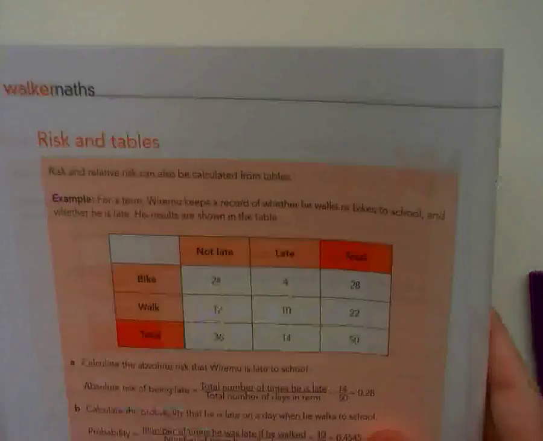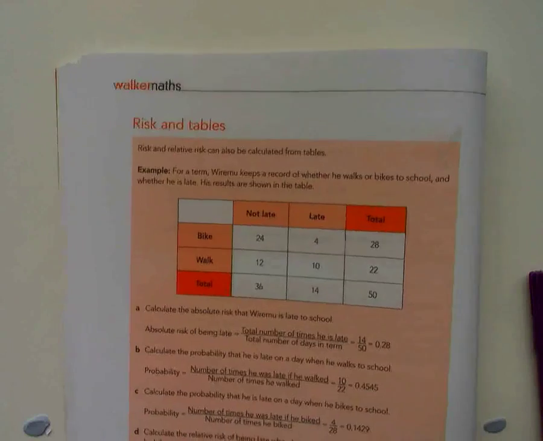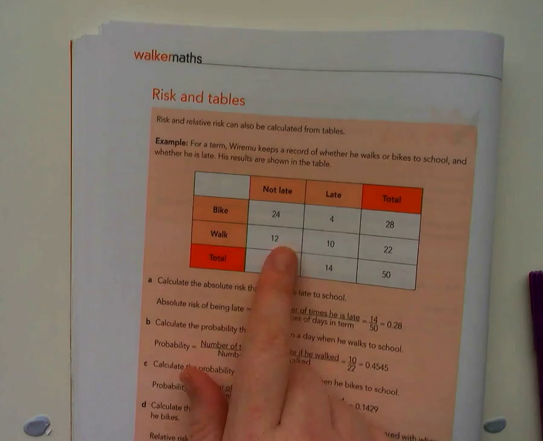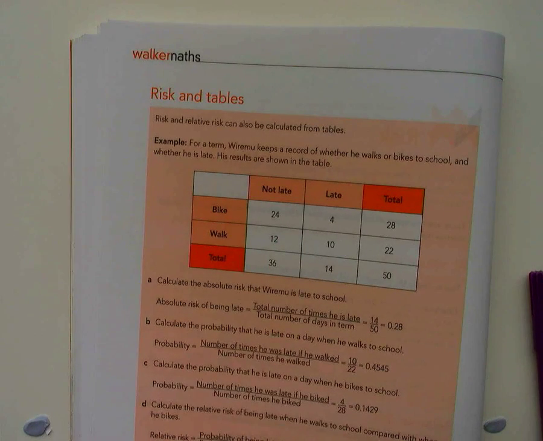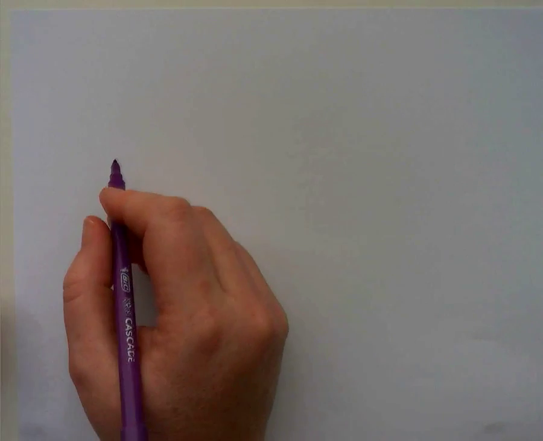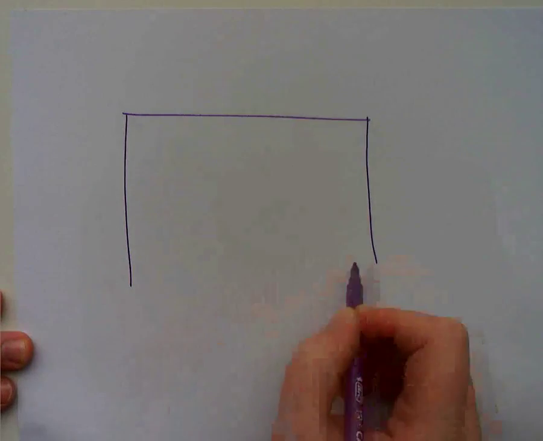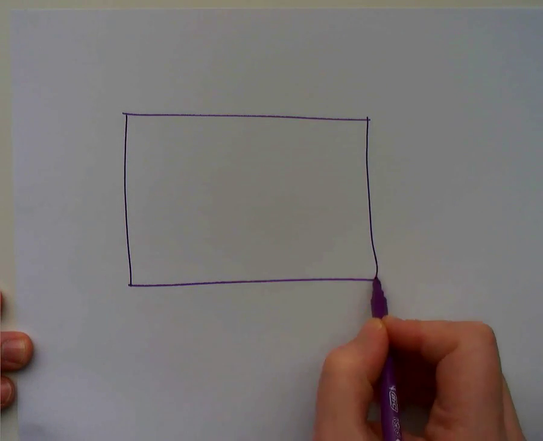Now let's have a look at page 72, where we want to look at a specific example from a table format rather than just from a word format. Let's have a look at this one. I'm just going to rewrite this example. We have Wiramu keeping track of whether he walks or bikes to school and whether he is late.